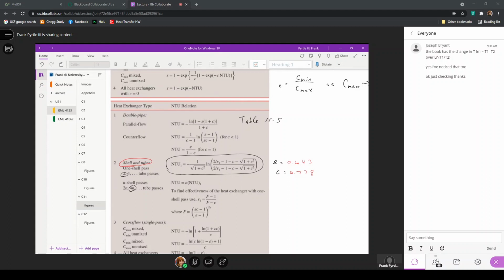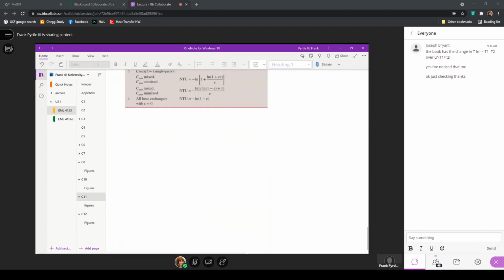Substituting these values for the effectiveness and the capacity rate ratio into this expression yields a calculated quantity for the number of transfer units. So here, this is from table 1115.